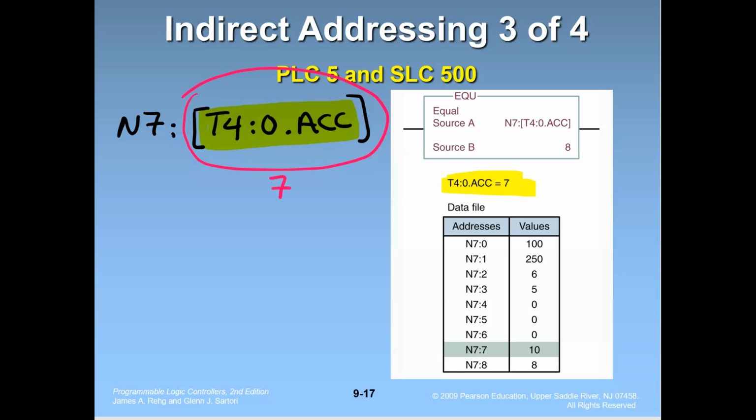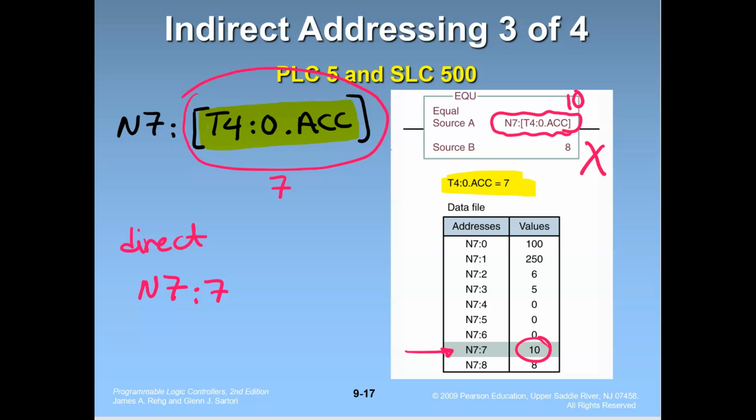So it means that my direct address is N7 colon 7. So if I look at my data file, in the integer file, I have N7 colon 7 here, and the data at this location is 10. So instead of everything that I can see here, I can replace it with 10. So now 10 is not equal to 8. So this instruction does not have continuity.